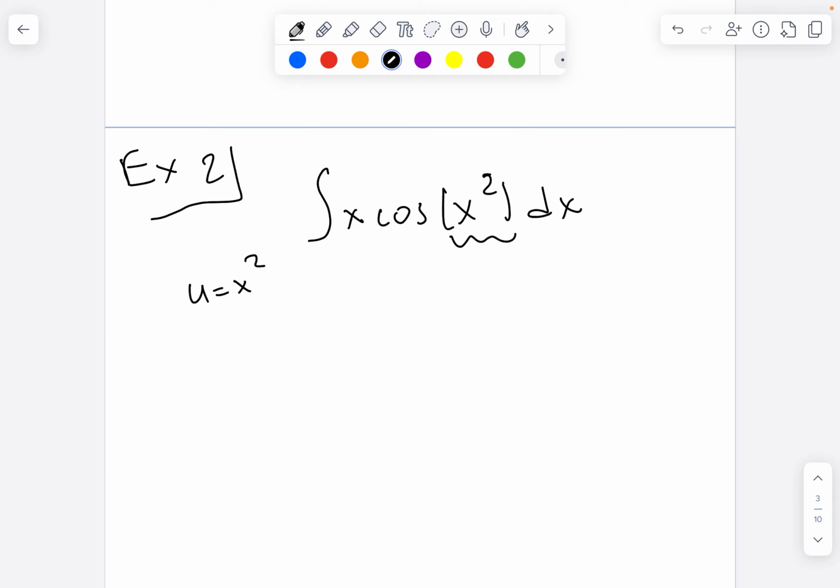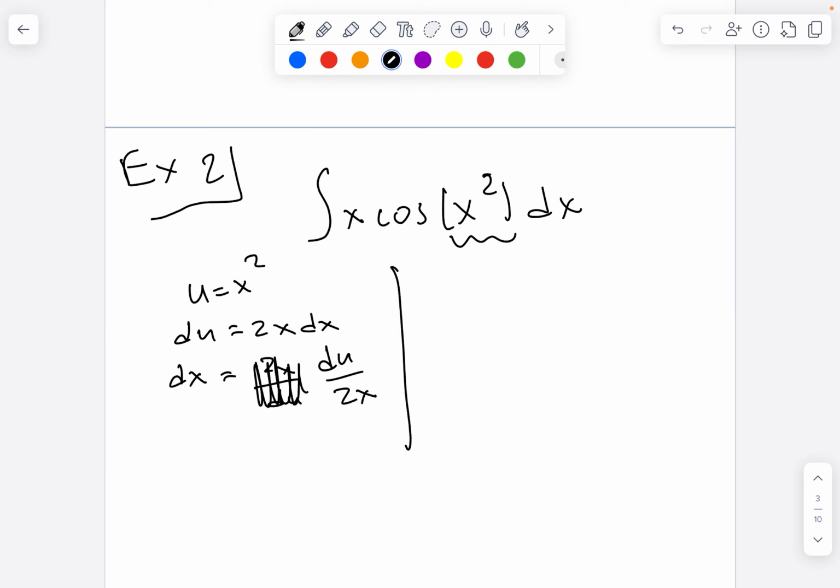If I chose u to be x squared, my du would be 2x dx, and then my dx would be... I'm so sorry. It'll be du over 2x. So then we have x cosine u du over 2x. So we see our x's cancel out, which is great.